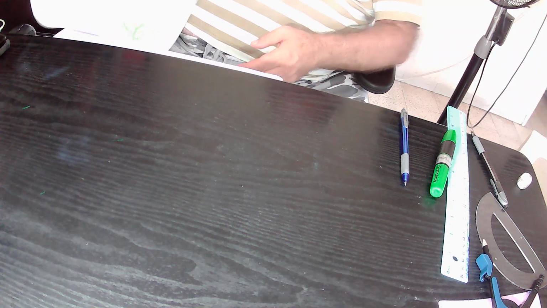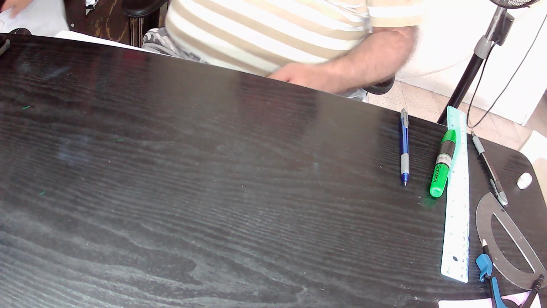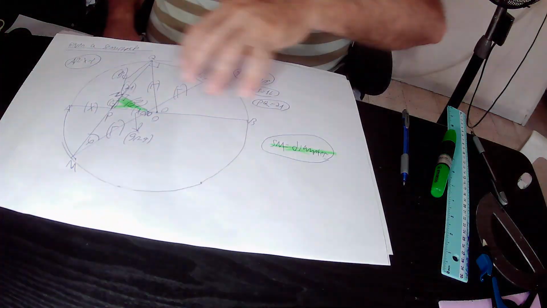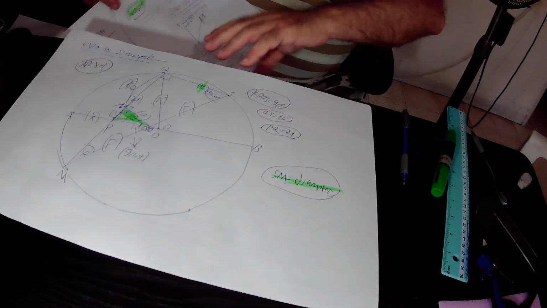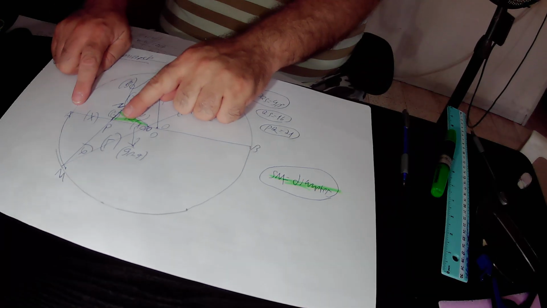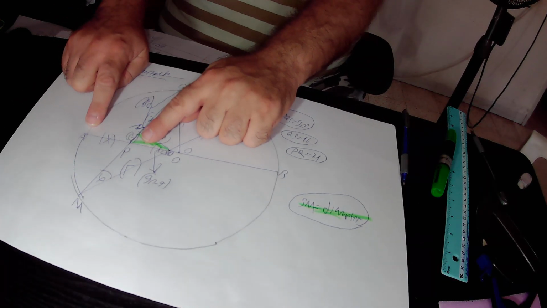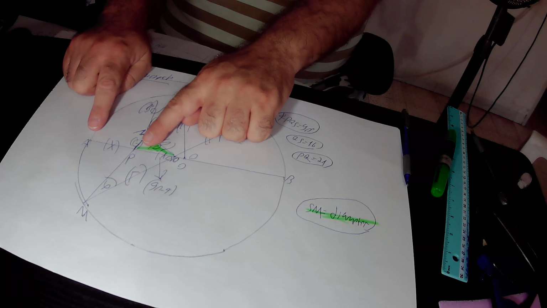In the second question, our task is to find the length of this line segment AP that is equal to x. We have to find the value of x.